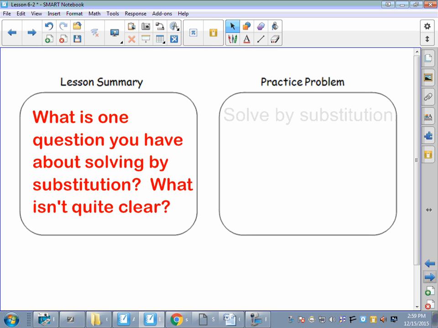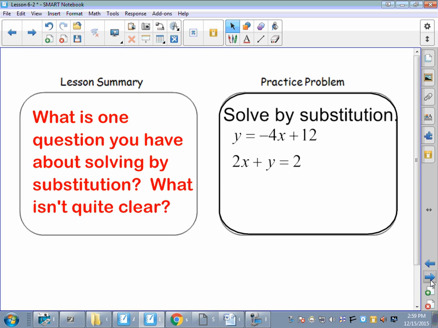And I want you to do, I hope there's enough space, this practice problem. Solve this system. y equals negative 4x plus 12, and your other equation is 2x plus y equals 2. You should get whole numbers, no decimals or fractions, when you solve. Don't forget your answer's an ordered pair, so you need to make sure you find out what x equals and what y equals.